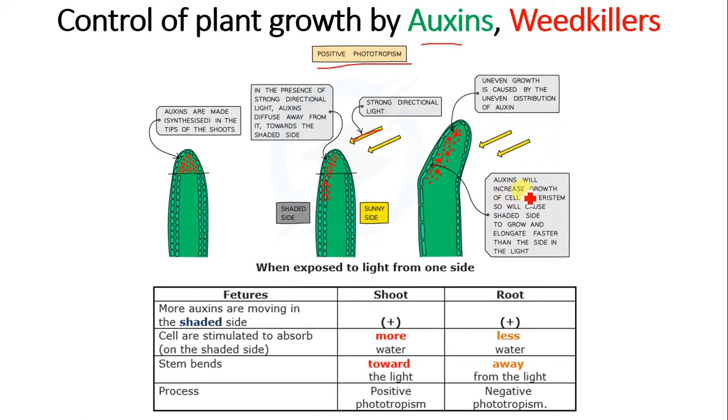Now, auxin will increase growth of cells in the meristem, so it will cause the shaded side to grow and elongate faster than the side in the light. So it will now cause it to bend towards light. Now, with more auxins moving to the shaded side, cells are stimulated to absorb more water on the shaded part. So the stem will bend in the process because there will be more water on the shaded part and less water in the root. So all this will now make it grow more and grow towards light. Why in the root we have negative phototropism, we've explained that.